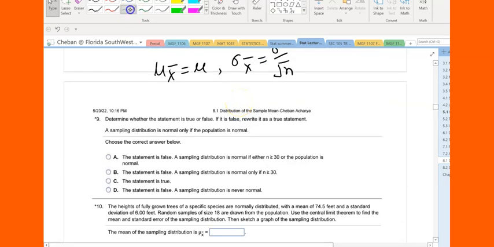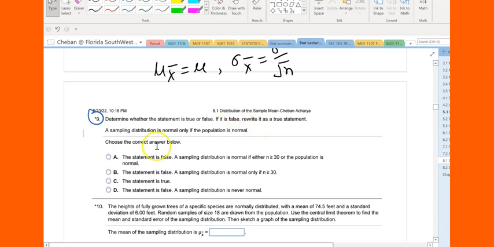Okay, question number 9. Determine whether the statement is true or false. If it is false, rewrite it as a true statement. A sampling distribution is normal if only population is normal.